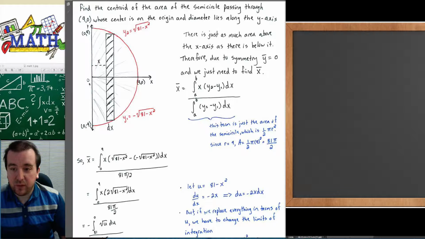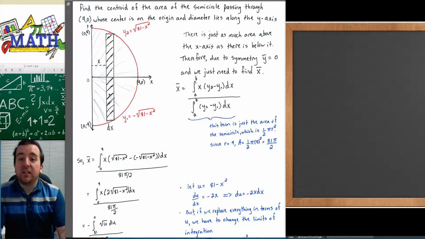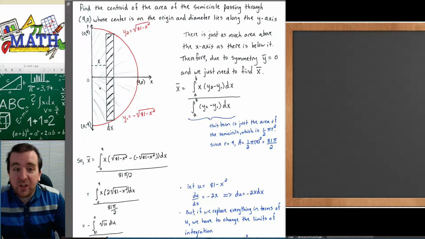Right, so yeah, no trouble to draw that. Notice though, because there's just as much area above the x-axis, all of this stuff, as below the x-axis, then due to symmetry, we actually know what y bar is already, right? Y bar has to be 0 because everything would balance out just as much above as below. So y bar is 0, so we only need to find x bar.